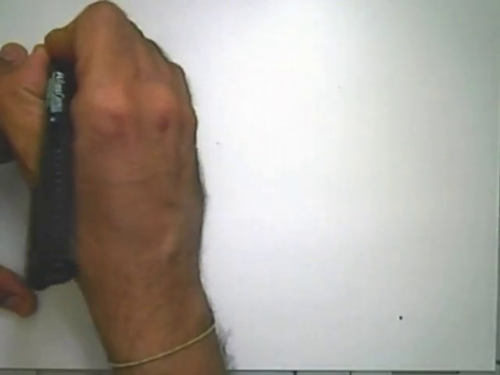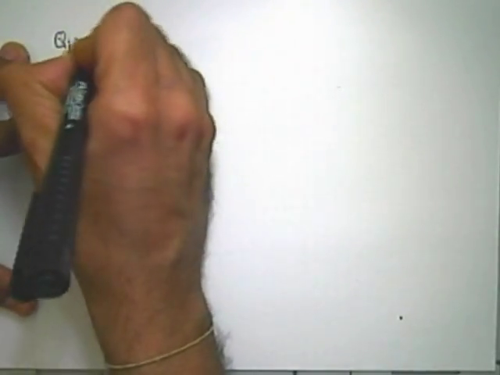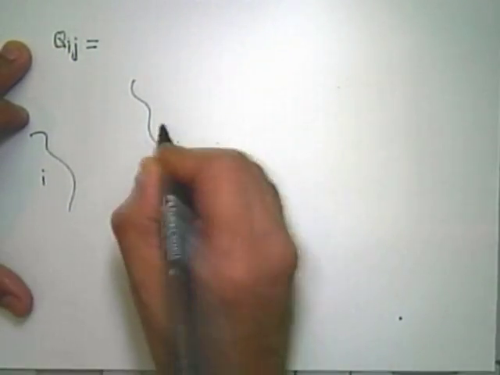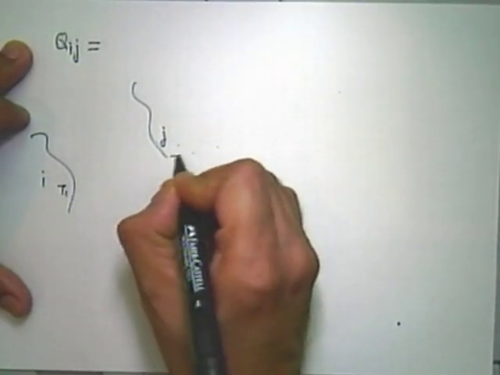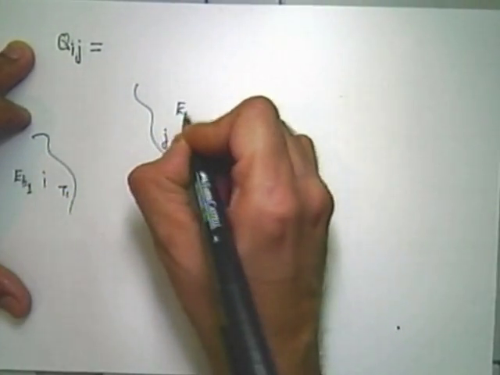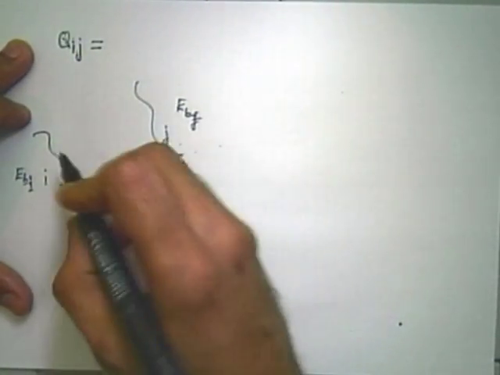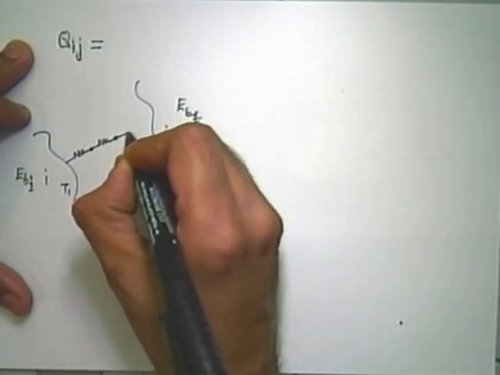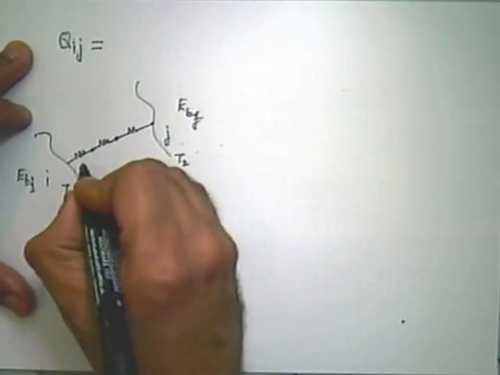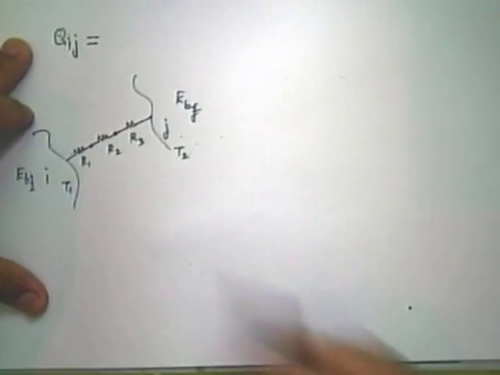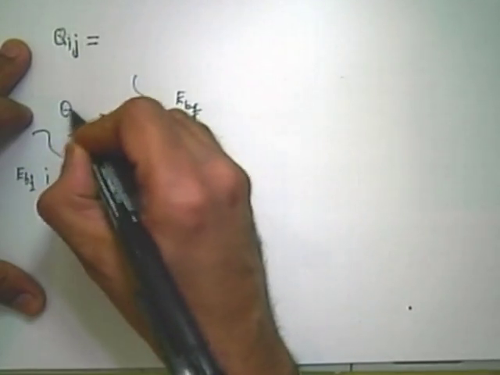So, Qij is nothing but, I have two surfaces, one is i and another is j. This is at T1, this is at T2, this is Ebi and Ebj, and I have three resistances, R1, R2, R3, just for simplicity, and heat is flowing this way, Qij.